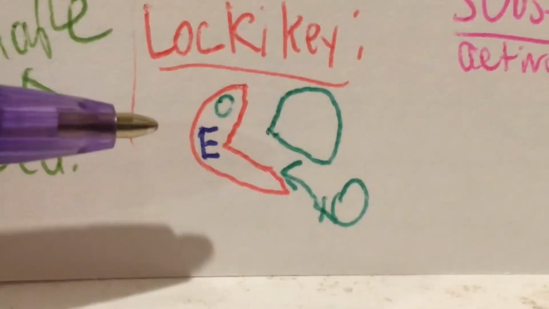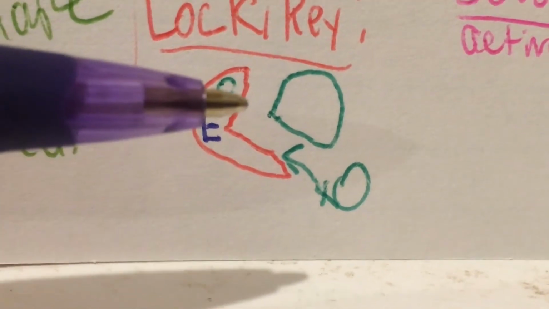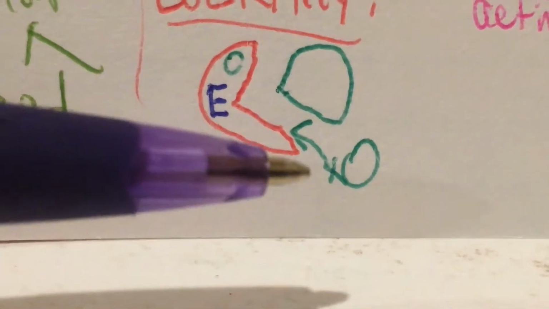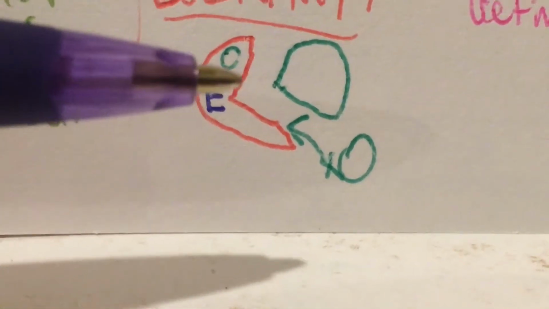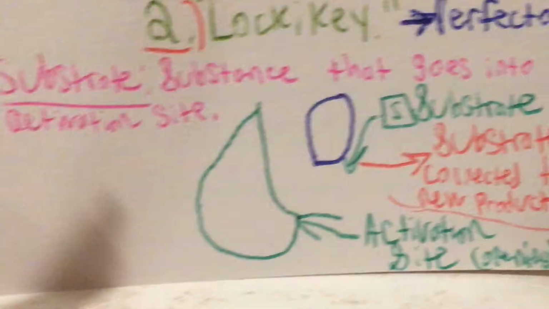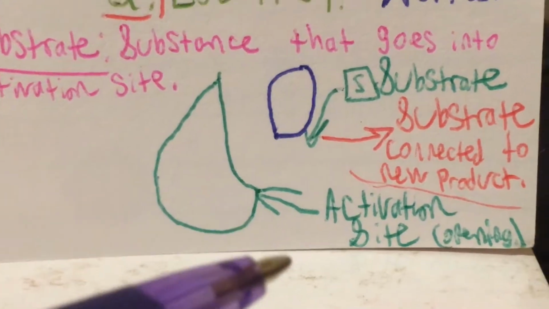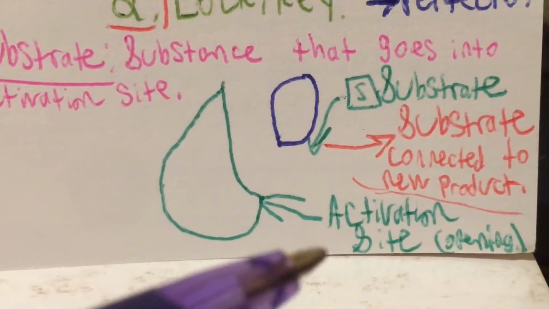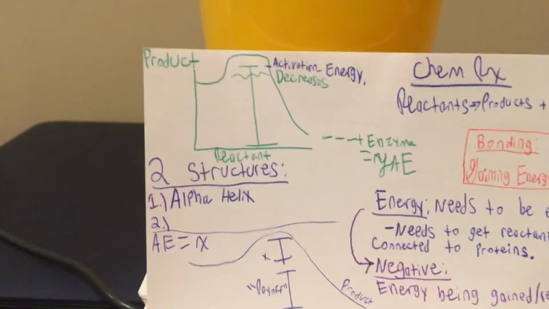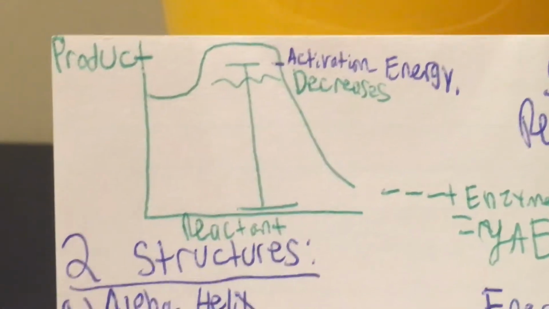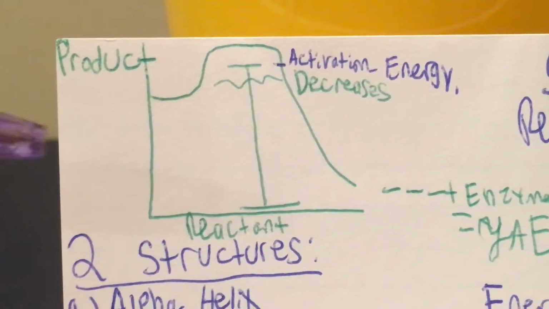So here is the substrate going to enter in. This will not enter in. However, the substrate will enter into the lock and key. Right here on this one is called the activation site. It is an opening.